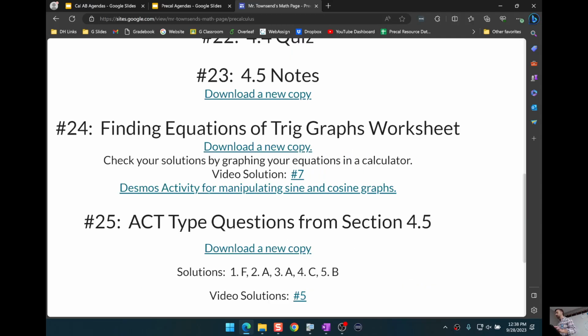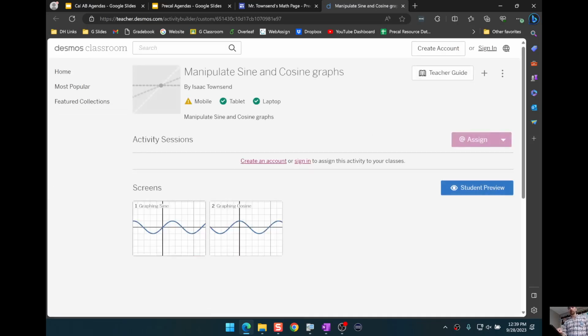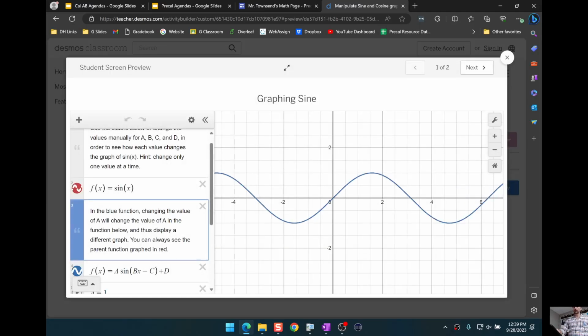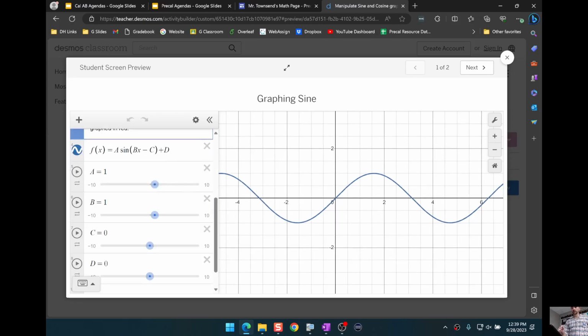with this assignment, but on our class website here, under number 24, I did put together, well, I stole some of the work, but I put together 2 Desmos slides. If you want to click that, one of them is for graphing sine and one is for graphing cosine. And so on the left here, you can see that it's graphing a sine bx minus c plus d. So they're showing you where a, b, c, and d are. And it's got little sliders.